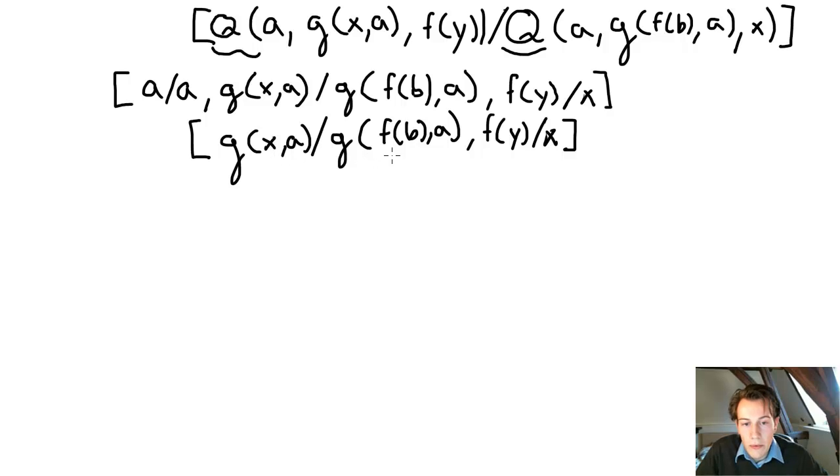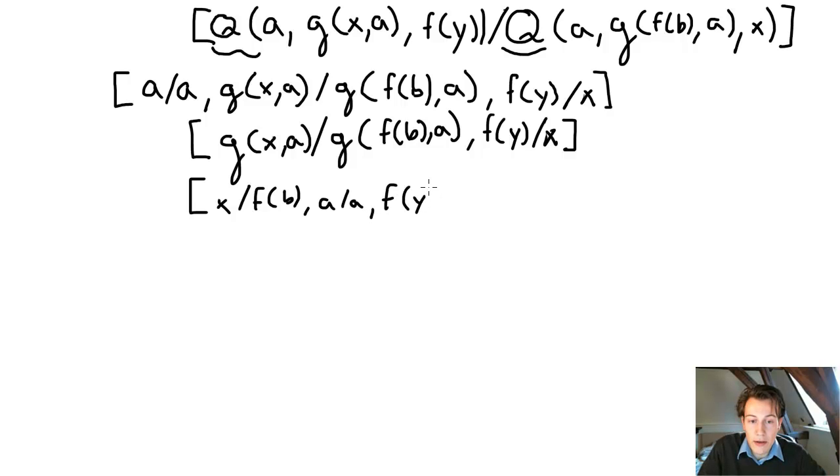So now we're going to look again at rule 1. Well, we see that we have a function letter and they both have the same size, they have the same function letter, so we can apply the new rule, and it was that we can break it open and we can compare x to f b, and we can compare a to a, and we can compare f y to x.